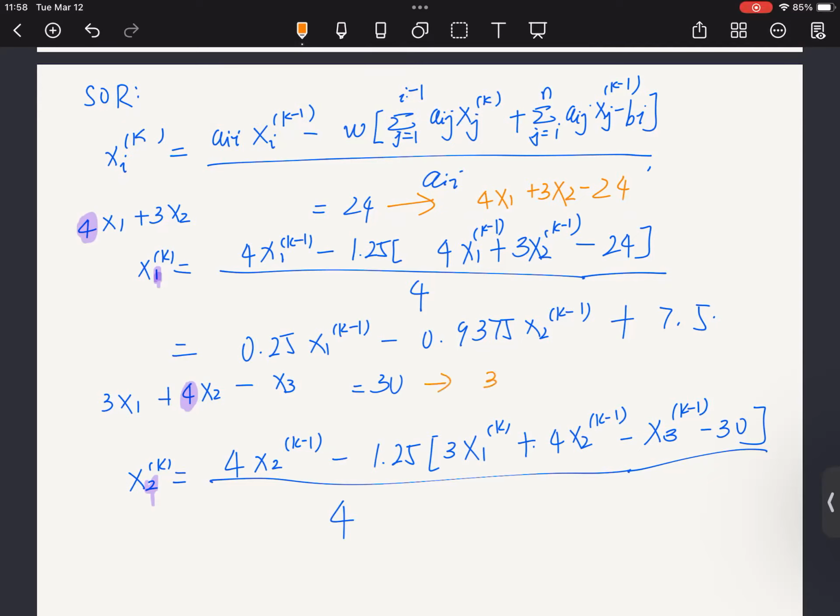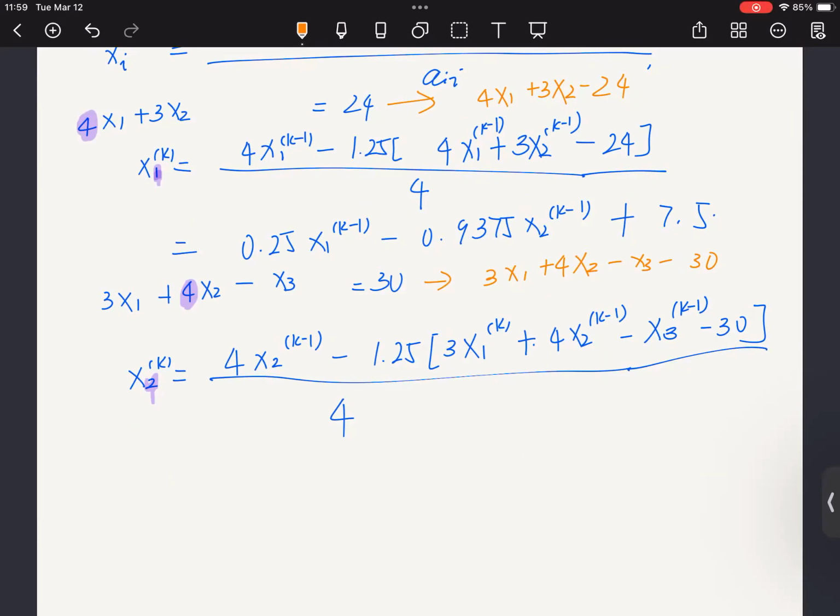We write this equation into 3x1 plus 4x2 minus x3, and then put the bi to the left-hand side, and that is 30. And here the index is 2, right? So the things before the 2, we put it with the superscript k, the current step. And then the things after or equal to the index 2, we put a k minus 1 here. And that's the things inside the parentheses. Does that make sense? Any questions? So here you just follow the formula.